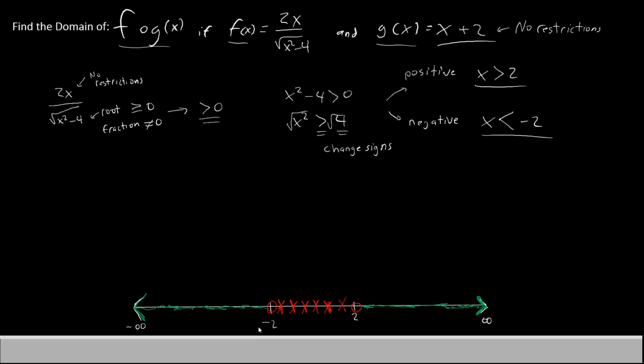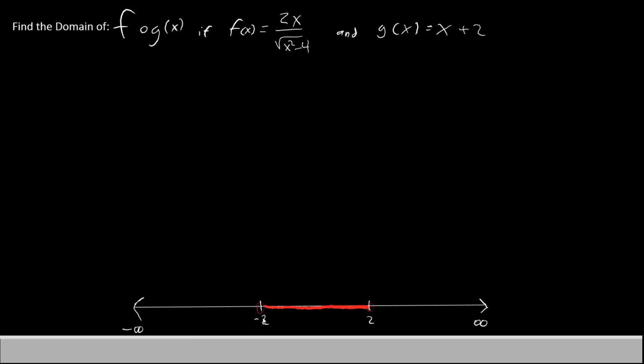So let's bring this over to the next page and try to figure out where the composite function is defined. I've gone ahead and cleaned up the line a little bit, so anything between negative 2 and 2 will be excluded. Let's figure out where the rest of our restrictions are when we write the composite function. Just like last time, we will begin by writing the first letter, that's f. 2x divided by root of x squared minus 4. We are going to replace the x's with g.